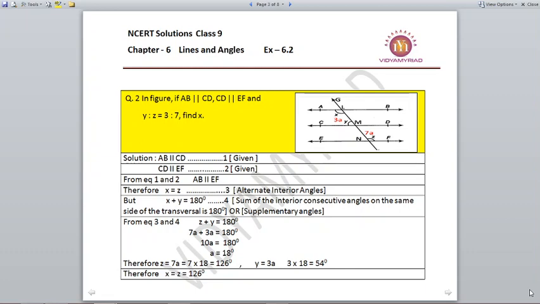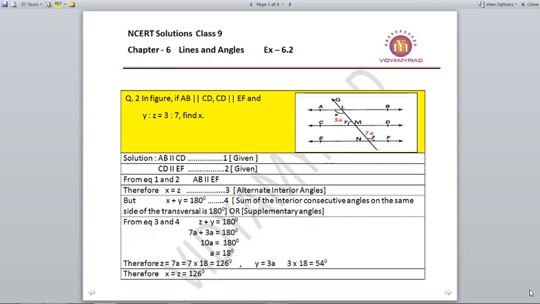From both the equations, we see that CD is common, so we can say that AB will also be parallel to EF. Now in that case, AB parallel to EF, x will be equal to z because they are the alternate interior angles. But you know that x plus y is equal to 180 degrees. If we consider AB and CD as your lines, x plus y will be equal to 180 degrees because of the co-interior angles on the same side of the transversal. Their sum will always be equal to 180.